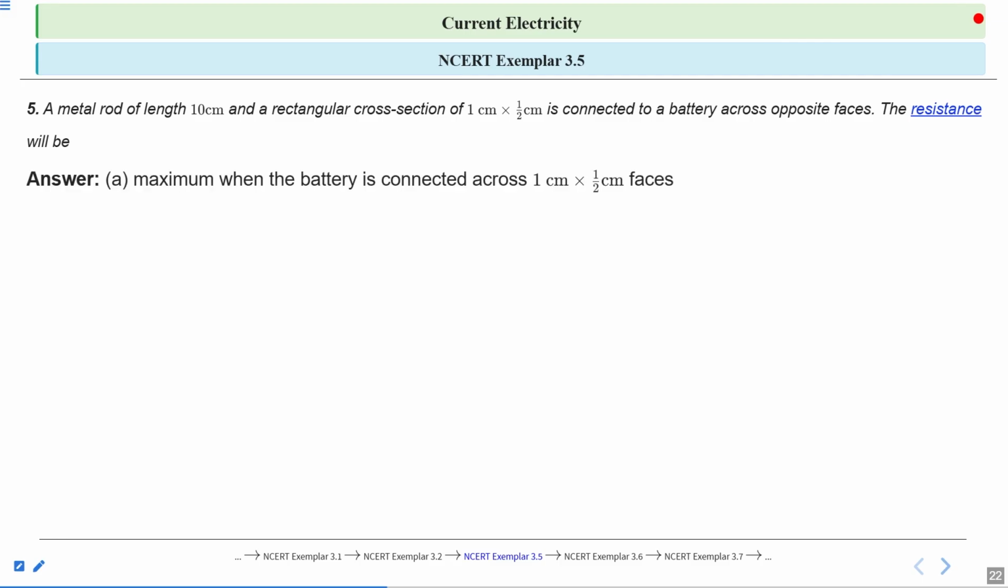So the correct option is A. The resistance is maximum when the battery is connected across the 1 centimeter into half centimeter faces. So using concept 17.8, this concept number is from your formula book.